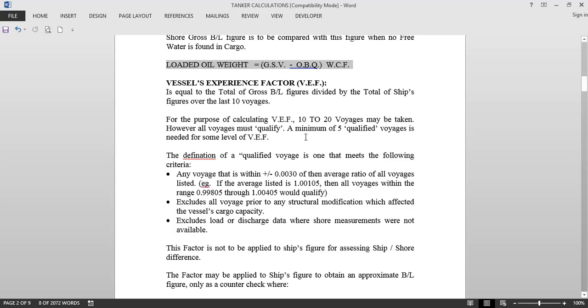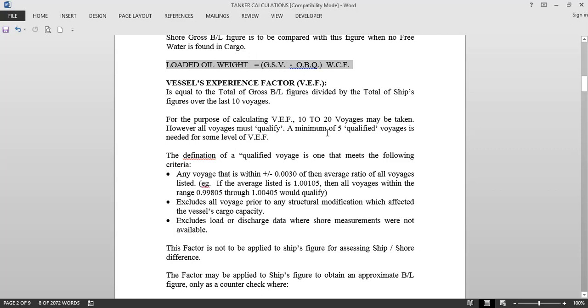That is because the tanks are not exactly rectangular or square in shape, and calculating the volume is not very easy. So those ullage tables are calibrated to calculate this volume. All right. So the vessel experience factor is equal to the total of gross bill of lading figures divided by the total of ship's figures over the last 10 voyages. For the purpose of calculating vessel experience factor, 10 to 20 voyages may be taken. However, all voyages must qualify.